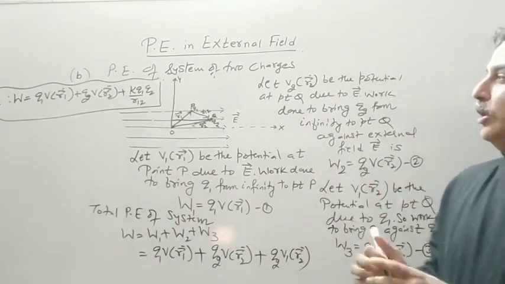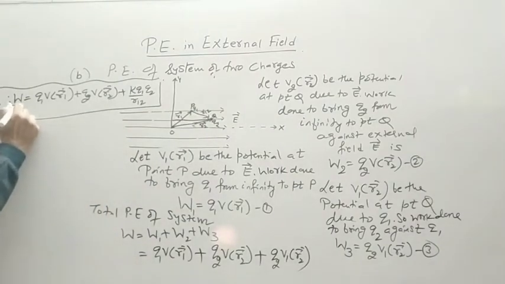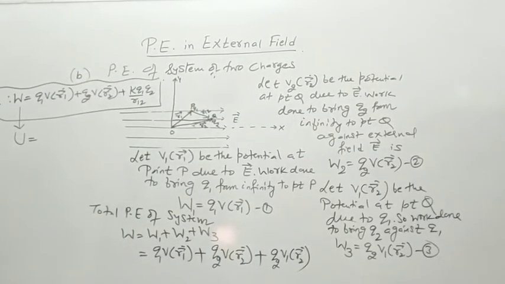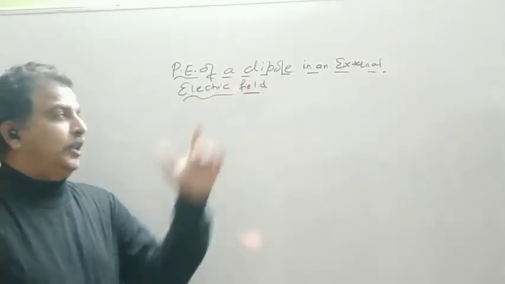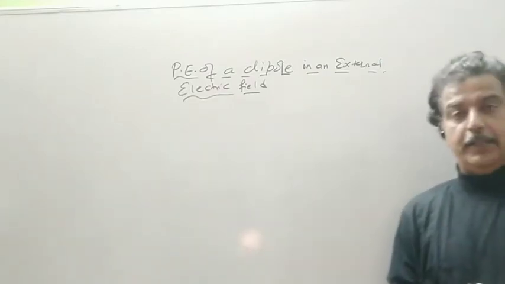So this is how the potential energy of the system of charges is calculated, and instead of this W you can write the symbol U, and it will be read as the potential energy of the system of the charges. Here it is two charges in an external field. Now the next topic is potential energy of a dipole in an external electric field.